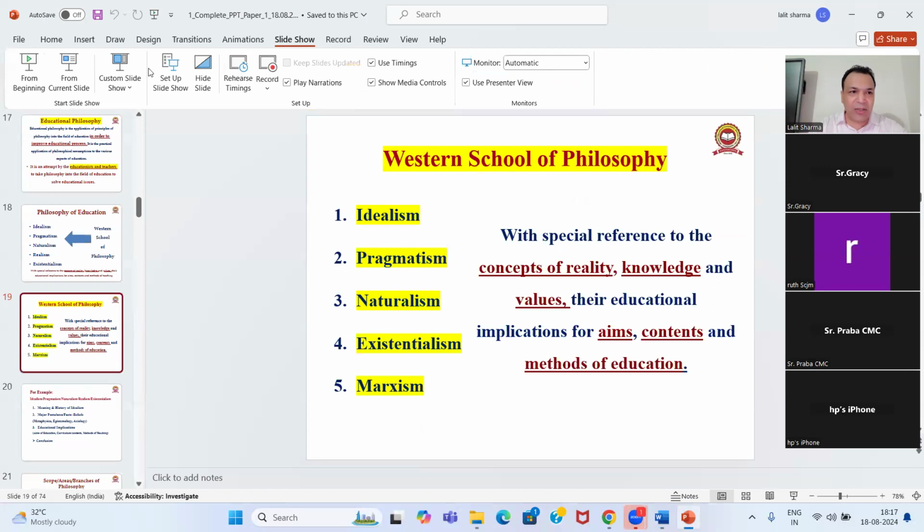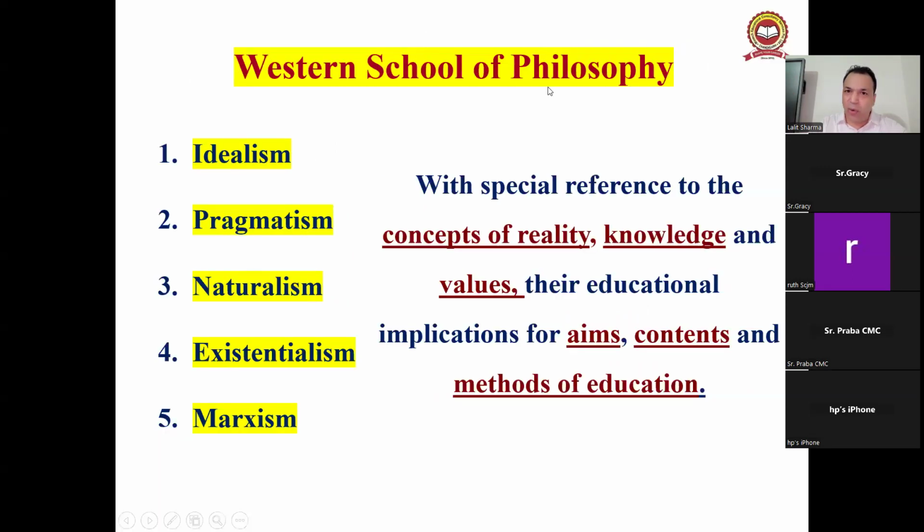Look, regarding the Western schools of philosophy, only 2 types of questions are asked. One type is: define idealism, write the metaphysics, epistemology and axiology of idealism. But the examiner will ask you to write the concept of reality, knowledge and values of idealism. And the second question, as we just saw with pragmatism: define the importance of pragmatism in the field of education. It means we have to discuss implications, educational implications.